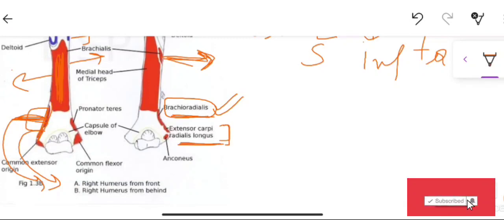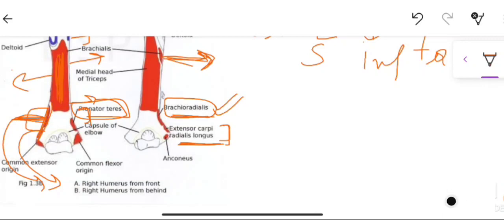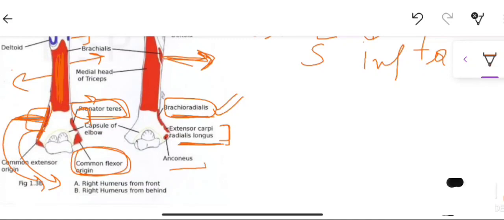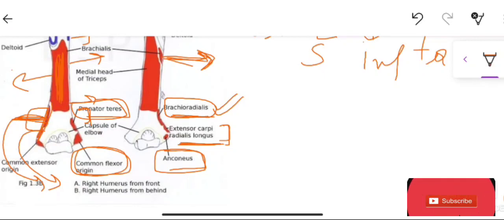So we have two muscles on the lateral supracondylar ridge, one on upper 2/3 and next one is on lower 1/3. Okay, now we have pronator teres on the medial supracondylar ridge. This is medial supracondylar ridge. We have pronator teres on medial supracondylar ridge. Okay, now we have common flexor origin on the medial epicondyle. Okay, now we have anconeus and common extensor origin on the posterior surface of lateral epicondyle.